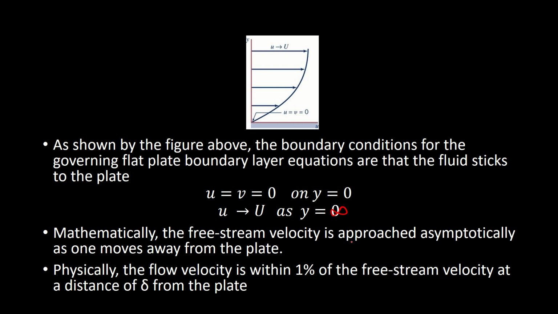Mathematically, the free stream velocity is approached asymptotically as one moves away from the plate. Physically, the flow velocity is within 1% of the free stream velocity at a distance delta from the plate. This is the standard boundary layer thickness, where u equals 0.999 U, which is within 1% of the free stream velocity.